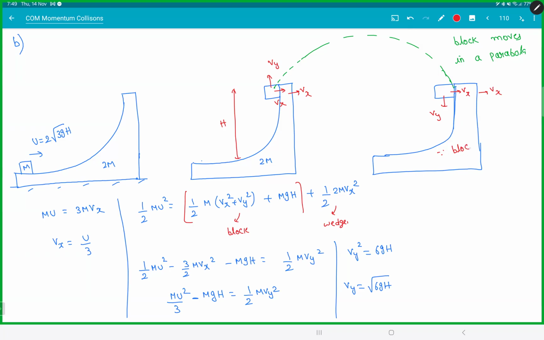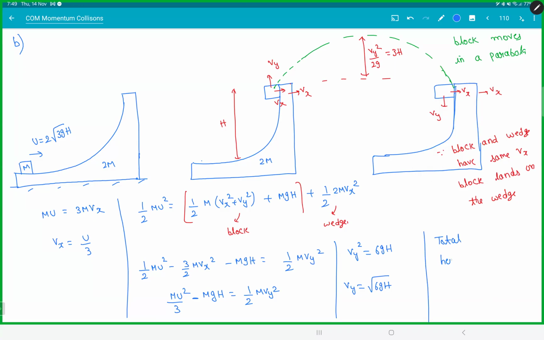Since the block and wedge have same Vx, the block will land on the wedge. So the wedge is always right below the block. There is no horizontal relative velocity. And in this path here, this is your Hmax formula, which is Vy square by 2g. Vy square is 6gh, so this is 3h. So from the point of contact, you will travel 3h more. So what is the total height? Total height is h initially from the ground level, plus you'll go another 3h. 4h is your answer.